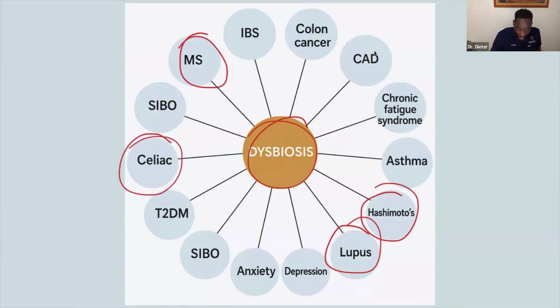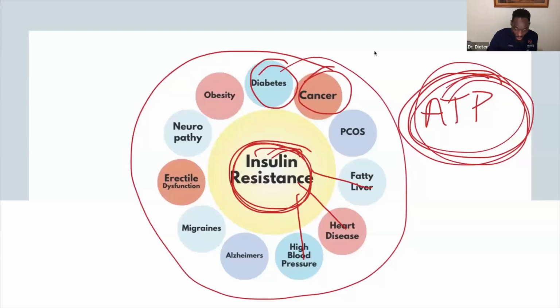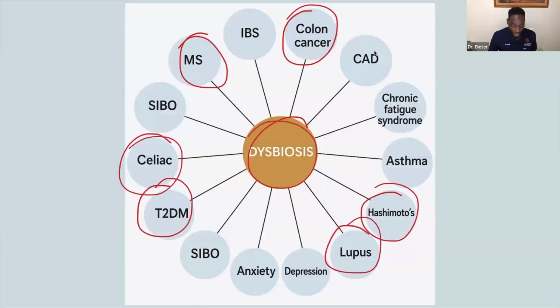Some of the other diseases on here: colon cancer, hugely linked to dysbiosis. Type 2 diabetes, in addition to being linked to insulin resistance, is also being linked to dysbiosis. So again, this slide is not exhaustive. It's just a depiction of some of the diseases. We cannot find a slide big enough to enumerate all the diseases that come as a result of dysbiosis. So I want to highlight two conditions on here: anxiety and depression.